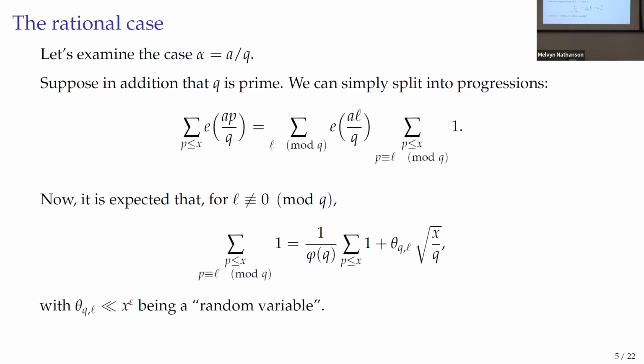Okay, so I'm going to also suppose that the denominator q is prime to make my life a little bit easier. And if you want to understand this exponential sum, the easiest thing that you can do is just split into arithmetic progressions modulo q. So if you split into progressions, then p is congruent to l. So basically you can replace p by l, and you can move the oscillating sum outside. So the entire question boils down to a question about equidistribution of primes.